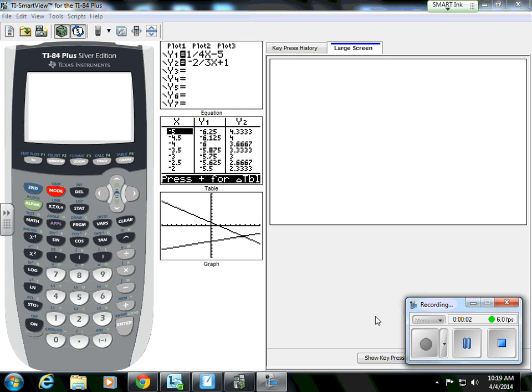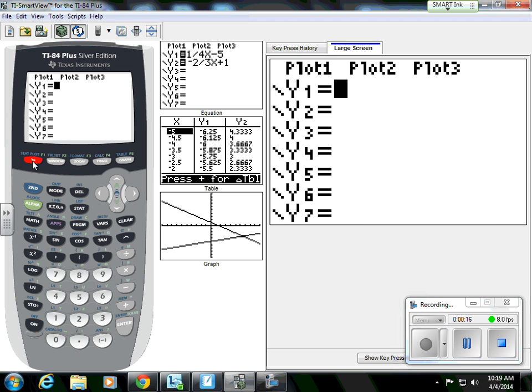This video is going to instruct you on how to find zeros or solutions or x-intercepts of a particular function in the graphing calculator. First, let's go to y equals and let's put in some function.